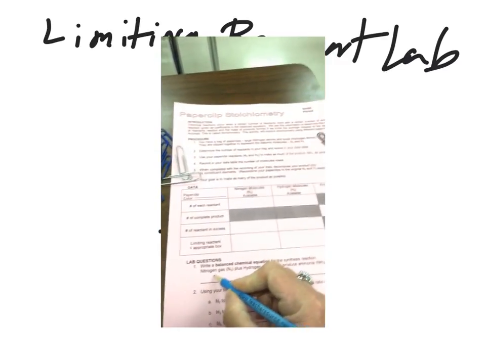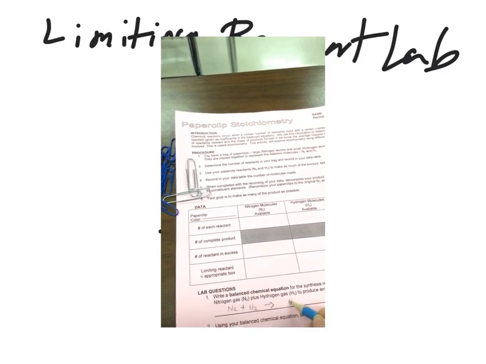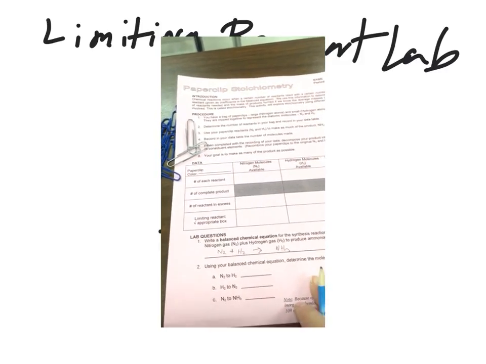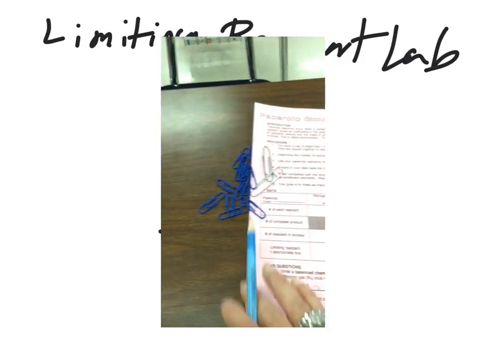So when you have N2 plus H2, this is going to give you your NH3, okay? And that's your equation. Now, the boxes that are already shaded, that means you're not going to enter anything in those boxes, okay? So how many N2 molecules can I make with what they're giving me?